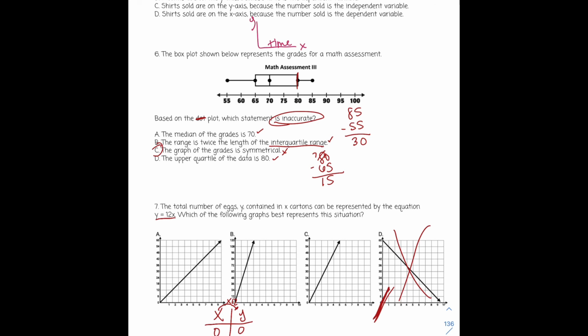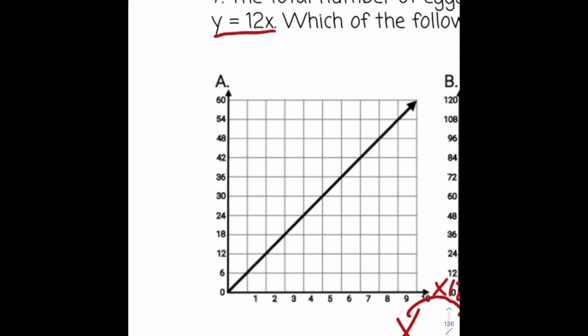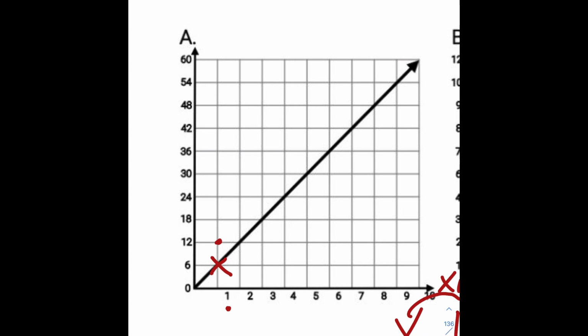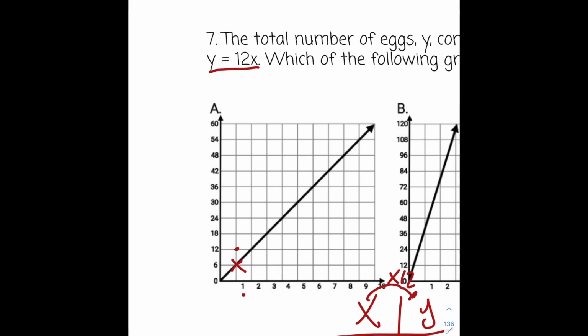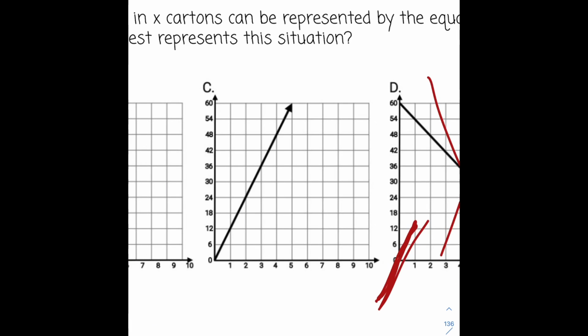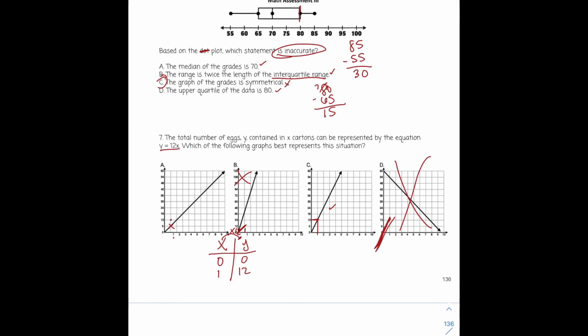If X is 1, 1 times 12, Y is 12. So when X is 1, Y is at 12, which means we need a point right here. It is at 1, 6. Not what we want. B, when it's at 1, needs to be at 12. That's right here. It is not there. And C, when it's at 1, it's at 12. And that is what we want. So your answer is C.